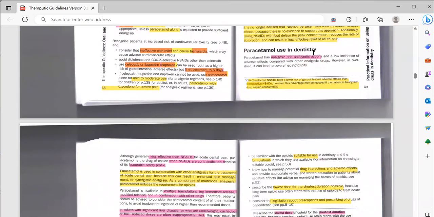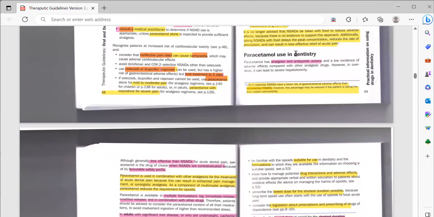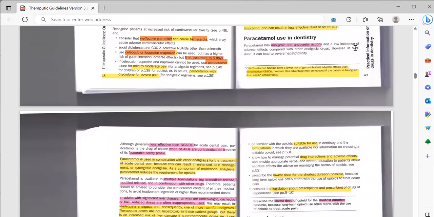Then paracetamol used in dentistry. Paracetamol has analgesic and antipyretic action. So it does not have anti-inflammatory action. That's why it is not very helpful in pain relief. But we can use this drug because this is the safest drug, with a low incidence of adverse effects compared to other analgesic drugs.